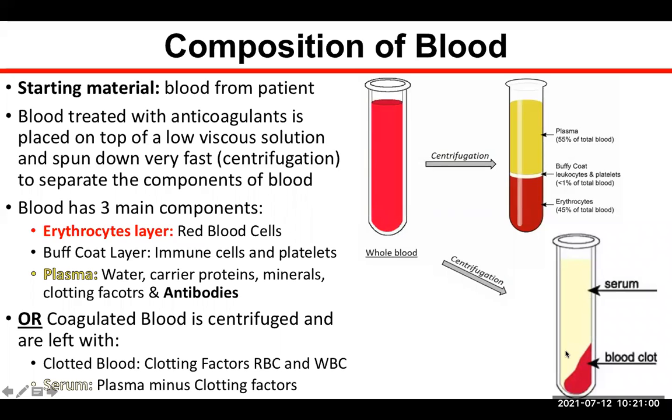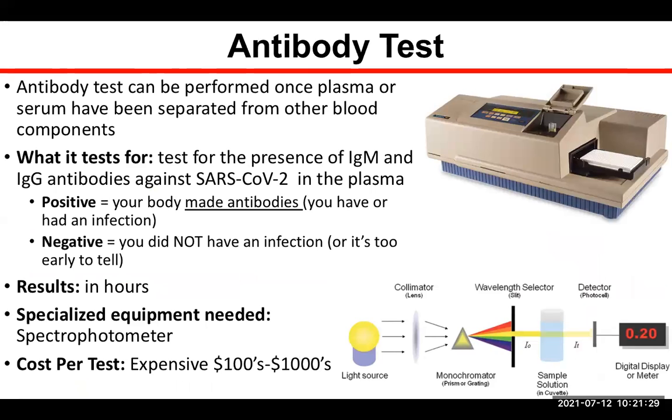And then the component that you really care about is going to be the serum. The serum has all of the same stuff that plasma does, but it doesn't have any of the clotting factors, as the clotting factors were used to make this blood clot. But just to emphasize, the plasma and serum is where your antibodies are going to be after the blood is processed. The technician is going to take a sample of either the plasma or the serum and test for your antibodies. Once you have the plasma or serum, then you can actually perform the test.